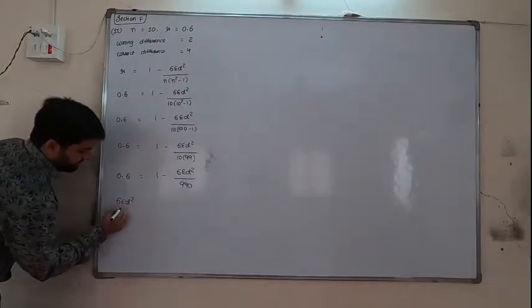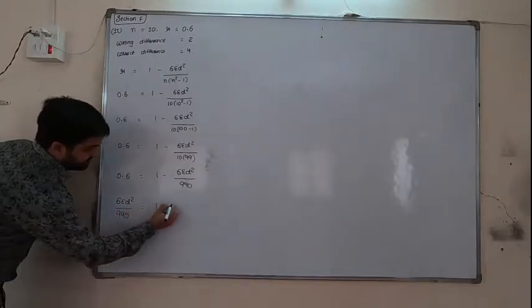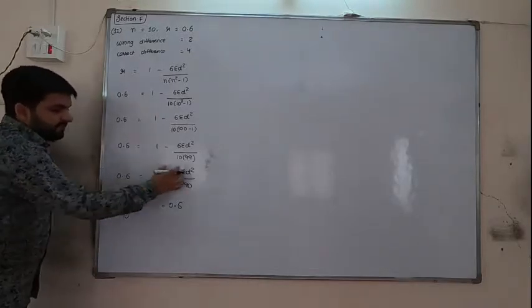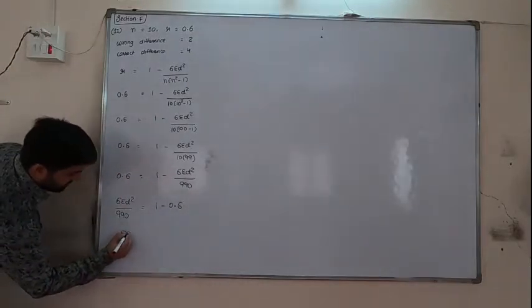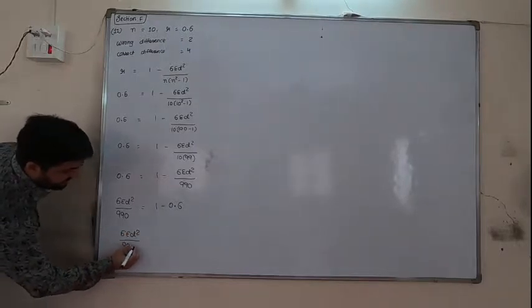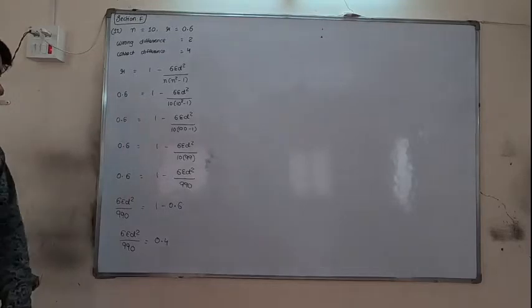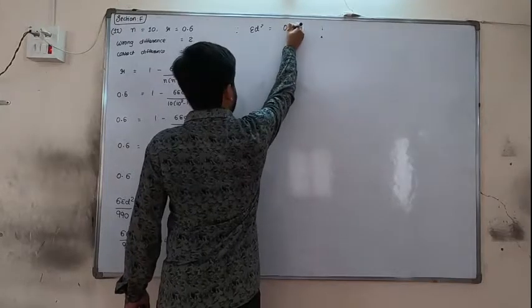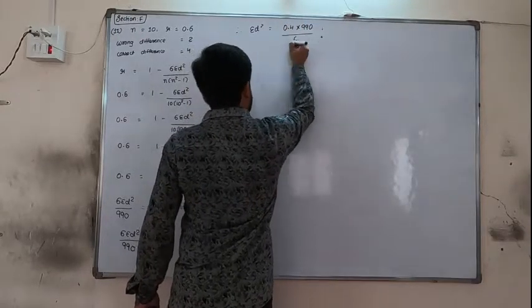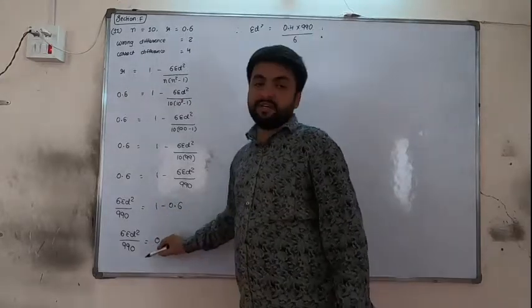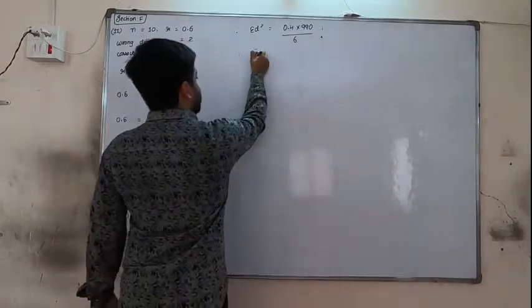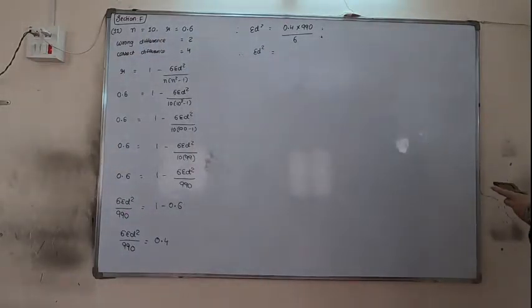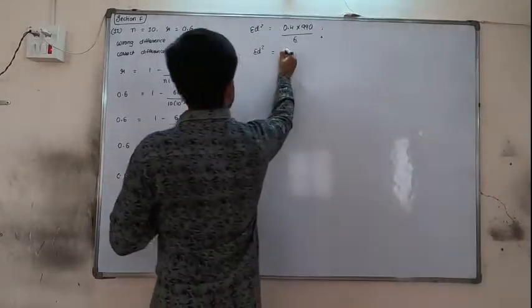So 6 sigma d square divided by 990 is equal to 1 minus 0.6. This minus term will come here in plus, this plus term will go there as minus. So 6 sigma d square divided by 990 is equal to 0.4. Now sigma d square is equal to 0.4 multiply 990 divided by 6. This 6 will go in the denominator, 990 will go in the numerator. Therefore sigma d square is equal to 0.4 into 990 divided by 6, it is 66.